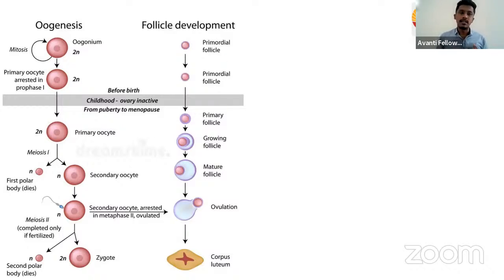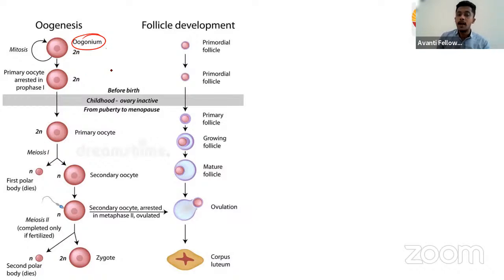So some of the stem cells differentiate into oogonium. Some of the cells will differentiate into oogonial cells, and some will differentiate into a special type of cortical cells called granulosa cells. First, we'll talk about oogenesis, and then we'll follow up with follicular genesis. We have oogonia. Oogonia will undergo mitosis to increase their number.